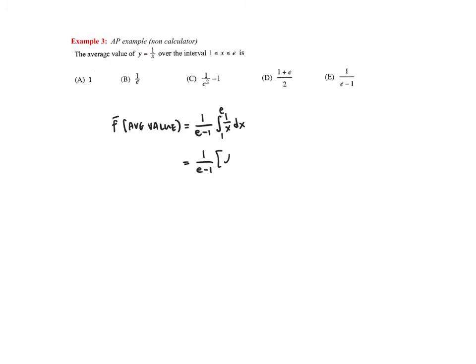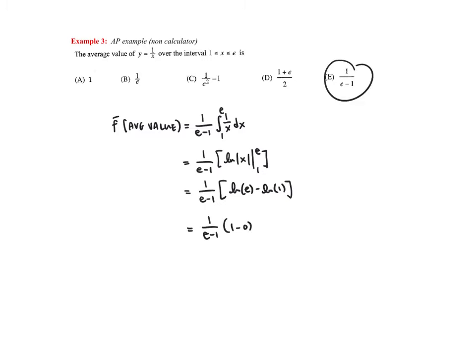times, I'm going to integrate, that's going to be the natural log of the absolute value of x evaluated from 1 to e. Now, since both of these values are positive x values, I could drop the absolute value bars and it wouldn't make a difference. You want to be careful, make sure that you've got the absolute value and then determine whether or not you need it. So this would be the natural log of e minus the natural log of 1. Natural log of 1 is equal to 0. Natural log of e is equal to 1. So this is really just 1 over e minus 1 times 1 minus 0, which of course will be 1 over e minus 1. So our answer will be e. Okay, let's continue on the next slide.